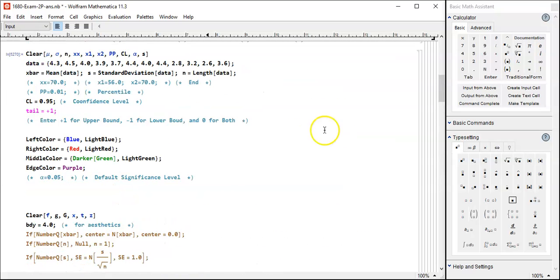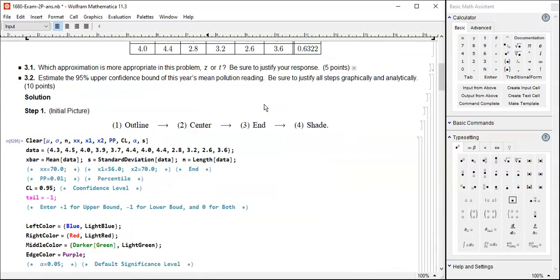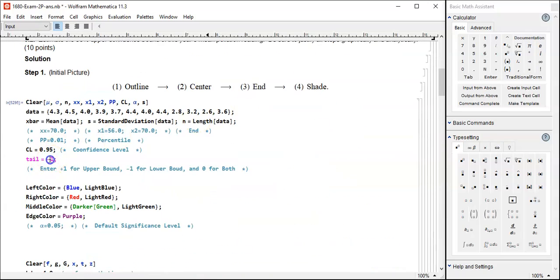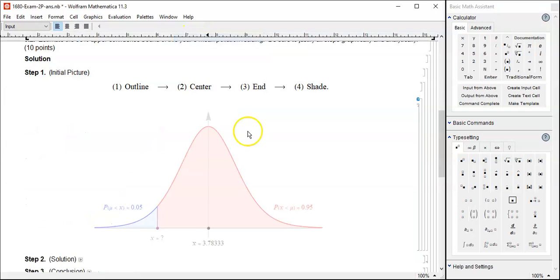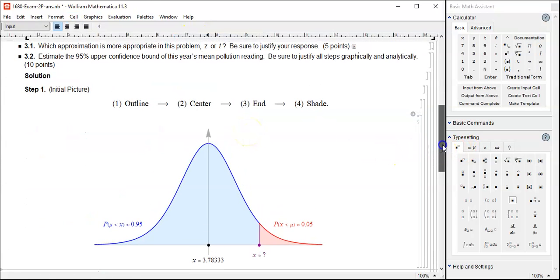Likewise, here is lower confidence bound, 5% here, 95% there. This problem is about upper confidence bound. So this is what we want. Don't pay attention to mathematical code here. That's for my programming only. And that's the picture, and this is the number we want to find out.